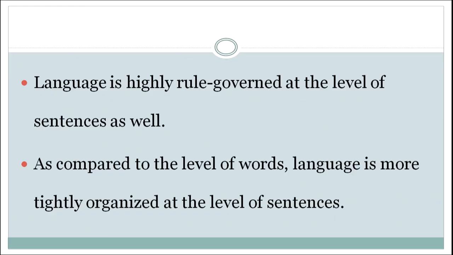At the level of words, it is not that tightly organized, but at the level of sentences, language is more tightly organized. I should know where the subject will come, where the predicate will come, and how they fit together to make a meaningful sentence. The rules of sentence construction are very tight. Now, when we talk about sentence construction, we talk about the relationship between the subject and verb.